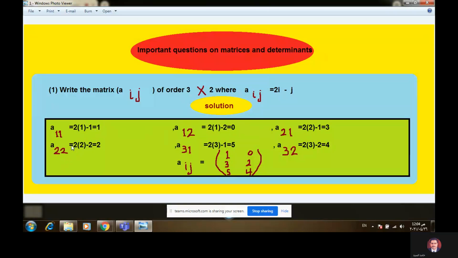a22 equal 2 times 2 minus 2 equal 2. a31 equal 2 times 3 minus 1 equal 5. a32 equal 2 times 3 minus 2 equal 4. Therefore, A_ij equal this matrix of elements 1, 0, 3, 2, 5, and 4.